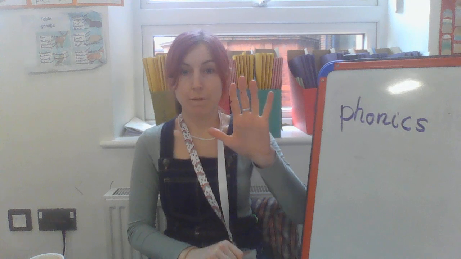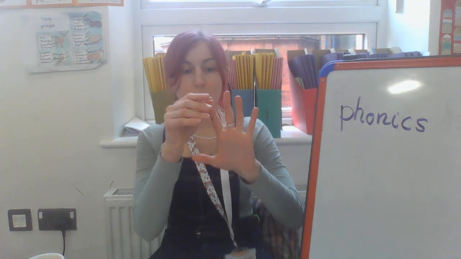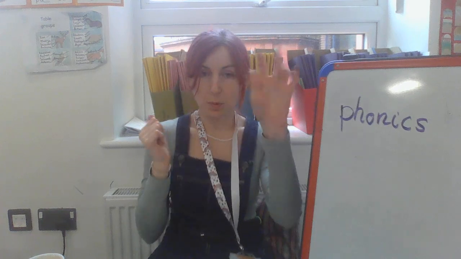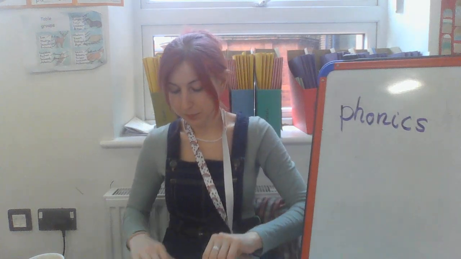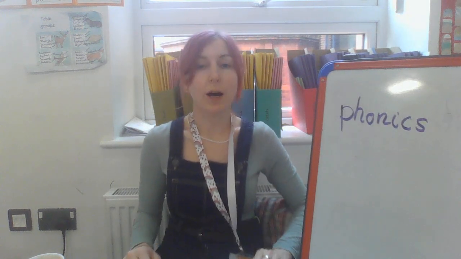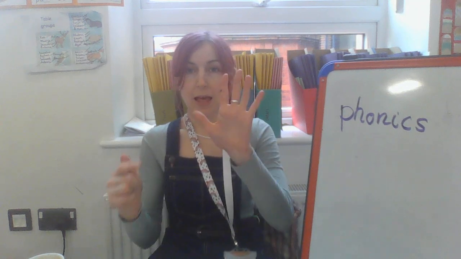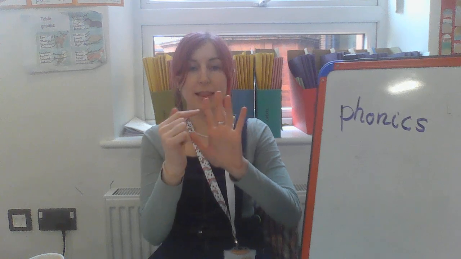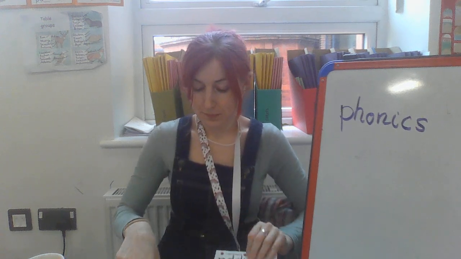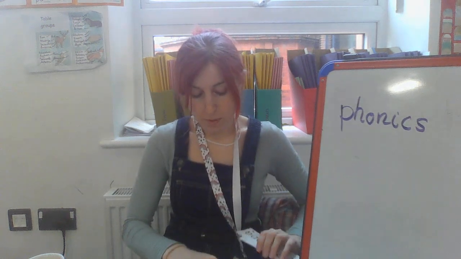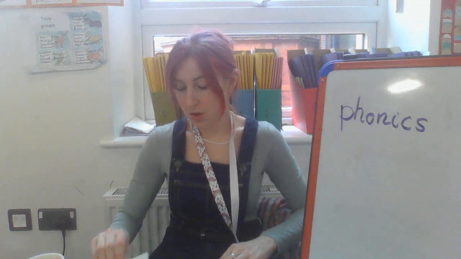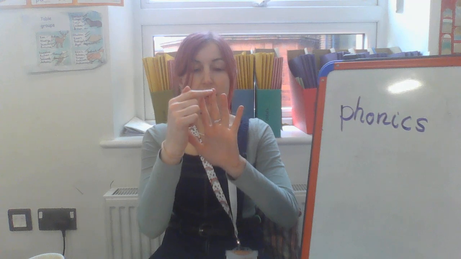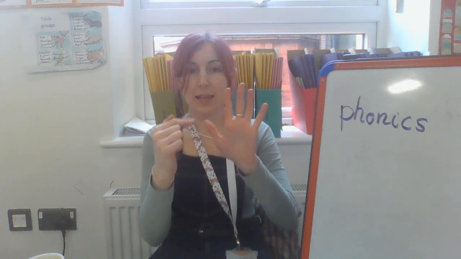So we'll start with phonics. F, O, N, X. Phonics. We ran out of fingers for that one, didn't we? Okay, let's try alphabet. A, U, F, A, B, Et. Alphabet. And let's do one more. Let's do elephant. E, U, E, F, A, N, T.